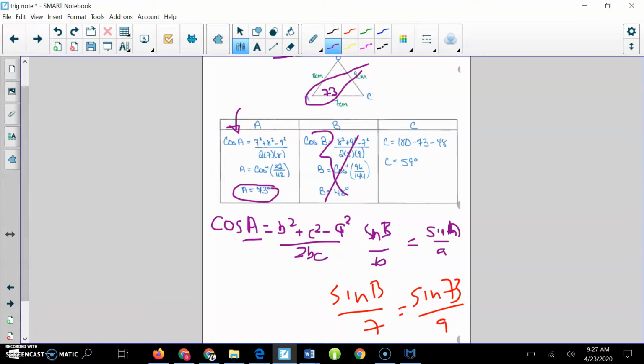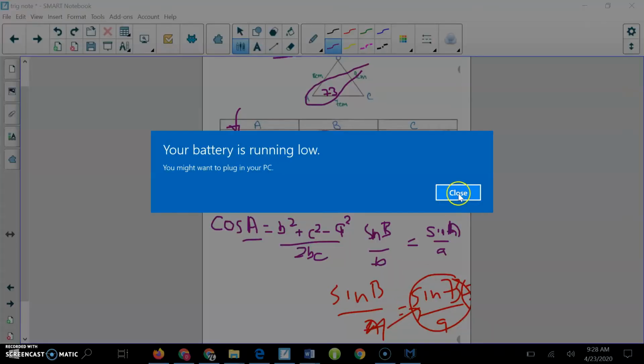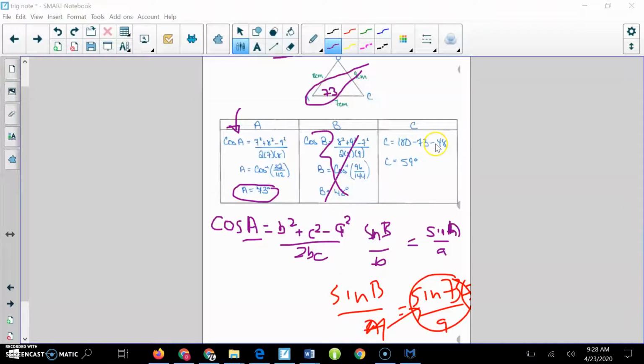It's up to you if you want to do this or not, but then you'll bring that 7 up. So it'll be sine 73 times 7 divided by 9. The 7 goes up here. And then hit second function sine to get B. So hit second function sine, and then you get your angle there.